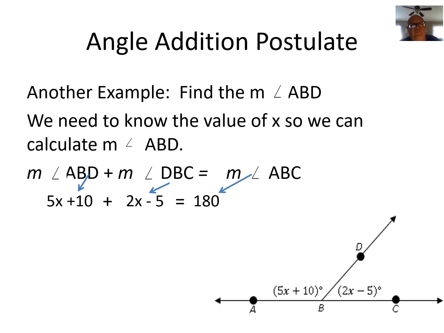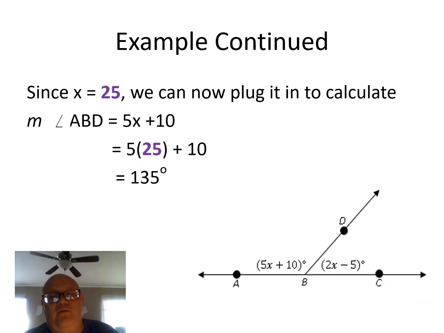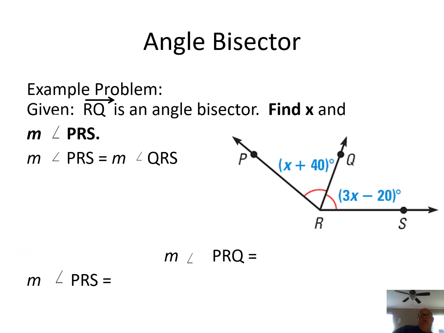All right. So now we can just solve for x. And x will give us what we need to find the measurements. So now when you plug in that same drawing, you plug in 5 for x, you get 135 degrees for ABD. And the other angle you can do as well. Sorry, I didn't show you that part. This is an angle bisector.